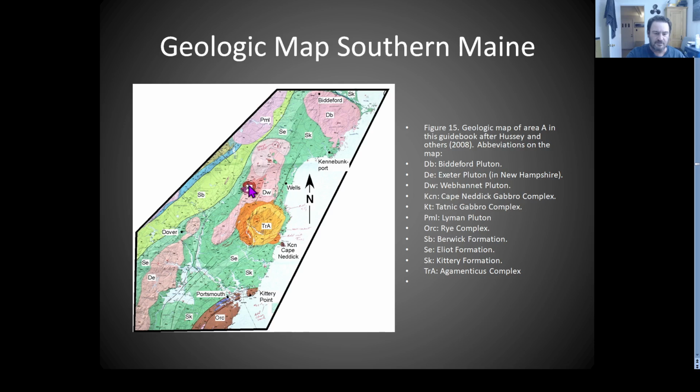The Triassic eruption here of the Agamenticus complex, and take note here, there's also this one, which is a Cretaceous eruptive event. We think that these are related to the New England hotspot somehow. Now, this also could have occurred through an injection related to the opening of the Atlantic Ocean.